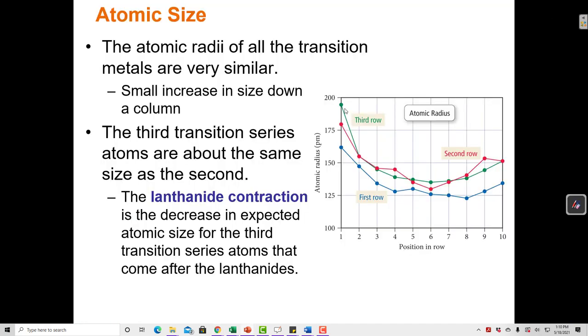So we can see here that the third row and second row have a very similar radius. In fact, some of the elements in the third row have a smaller atomic radius than elements in the second row. The reason they're smaller than they seem like they should be is that as we add electrons in the f block, across the lanthanide series, those electrons don't do a lot to repel the electrons above them. Remember, the f block electrons are going into a shell that's two shells underneath the valence shell at this point. So those electrons don't actually add a lot of extra repulsion to the atom. And so we would expect that because we're adding electrons, the electrons on the outside are going to be repelled more and more.